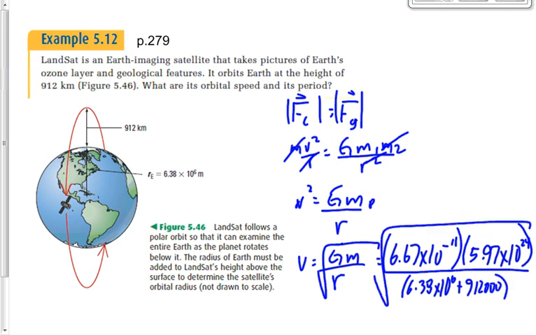Why do we add those two numbers together? First of all, where do we get the 6.38 from? Where did that number come from? It's the radius of the Earth, and it's on our data sheet. It's also in your textbook. Why did we have to add those two together, Lane? Good. If we're 912 above the surface, we want the distance from where the satellite is to the center of the Earth. We have to add the radius of the Earth to however far it is above the surface. So add those together, and then we do our math there.